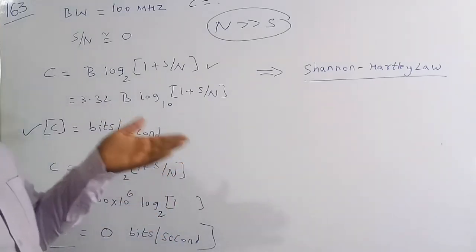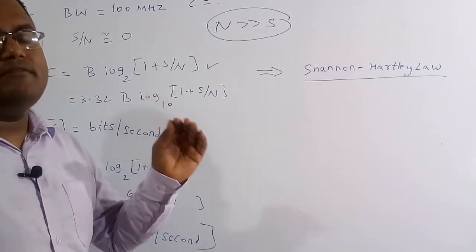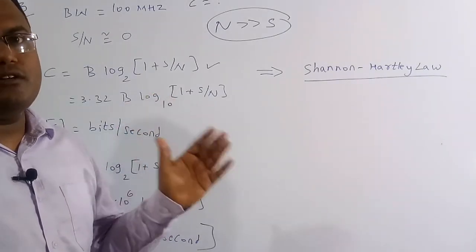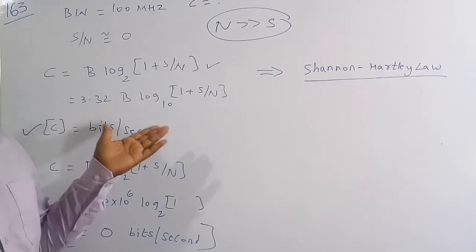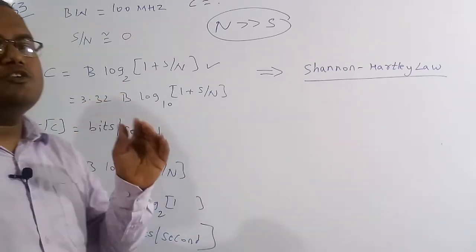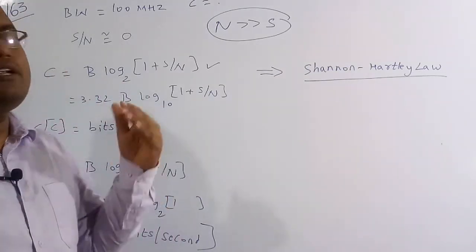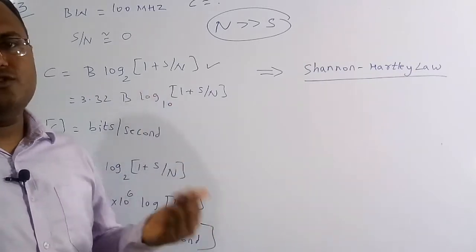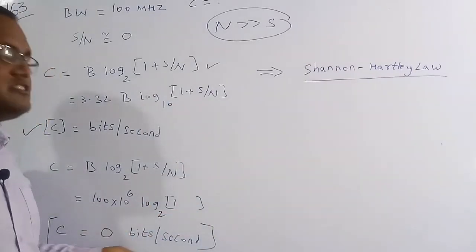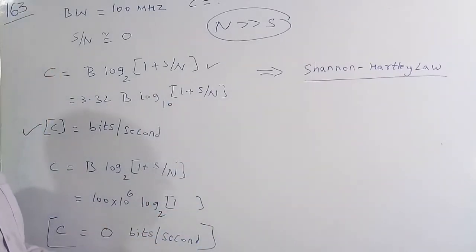So in this communication channel not even any information is transferred, because the noise power is very high, means the receiver is not going to receive any message signal, it is only going to receive the noise signal. So we can say the channel capacity of 0 bits per second is the correct solution of this question.